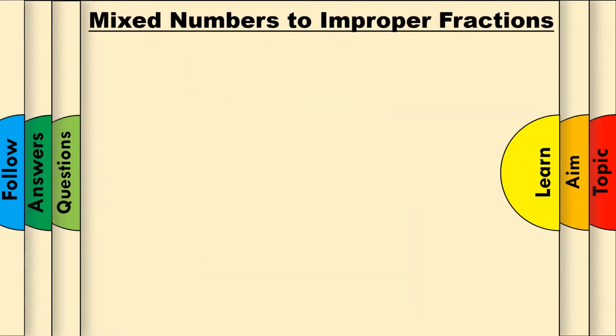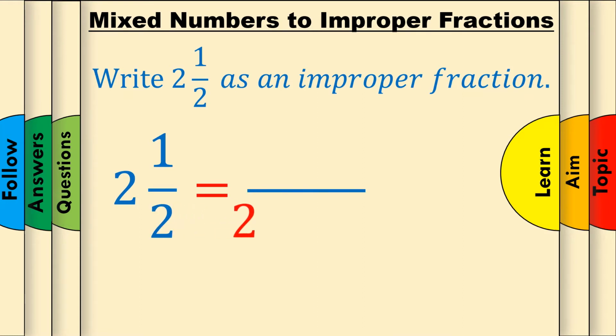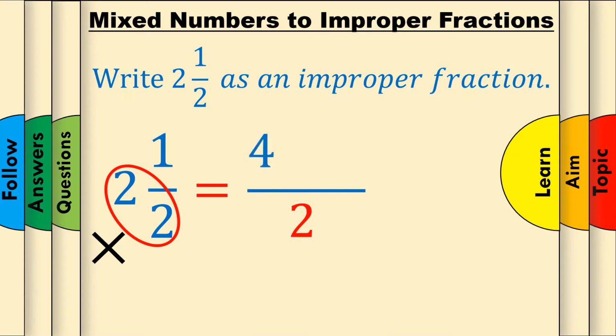Write 2½ as an improper fraction. First, just drag the denominator, the bottom number, along into our answer. To finish our answer, we need to multiply the number at the bottom with the whole number. In this case, 2 multiplied by 2, which is 4. Then we need to add it to the numerator. In this instance, 1. 4 plus 1 is 5, so the final answer is 5 over 2.